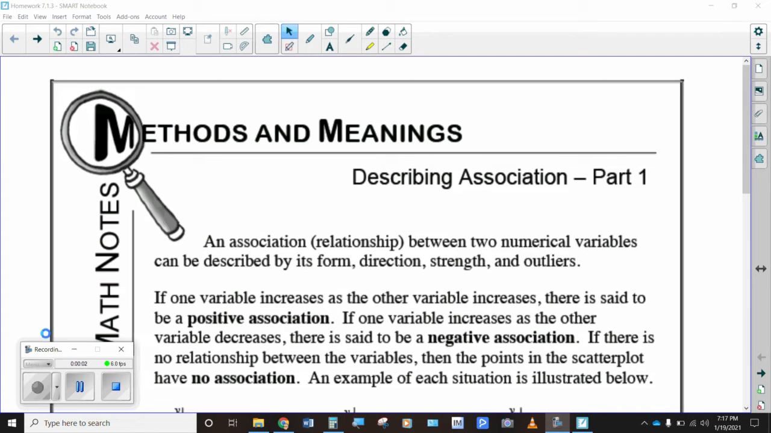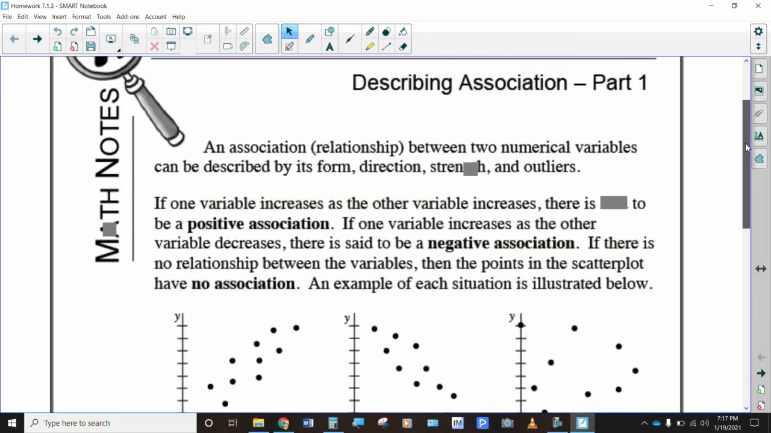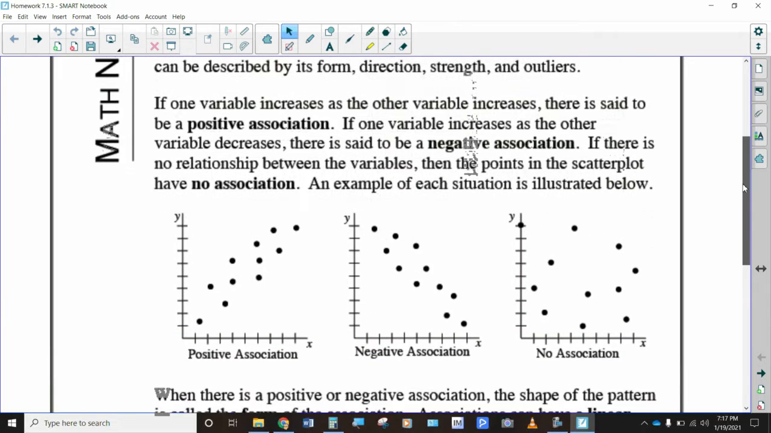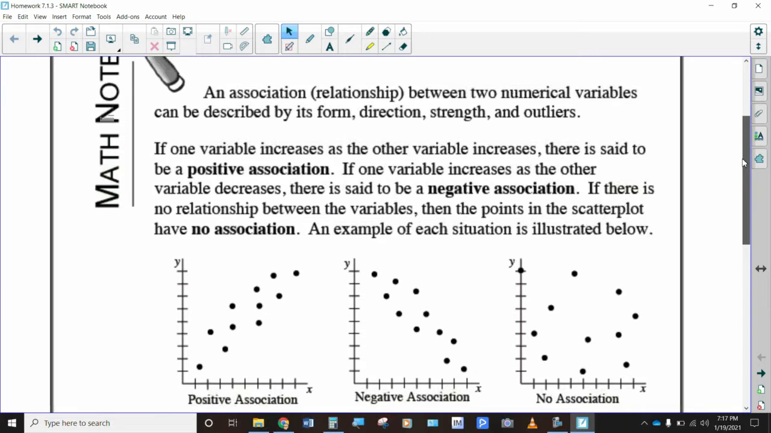All right, let's take a look at our homework for lesson 7.1.3. The M&Ms for this is called Describing Association, and this is part one. I've kind of talked about this already, but when you see a scatter plot, there are different ways that you can describe it.